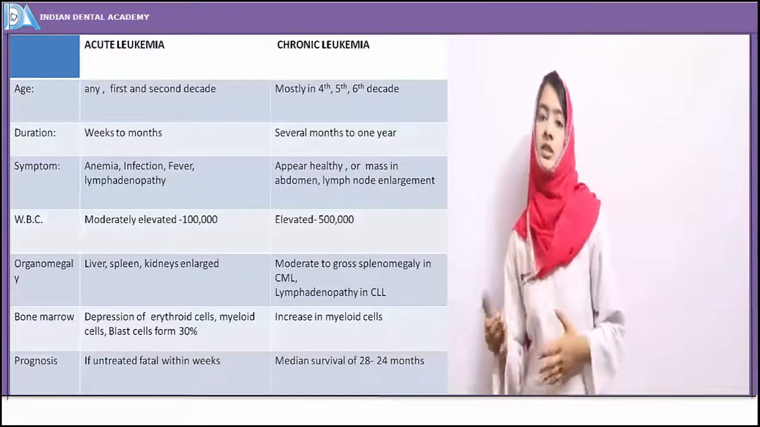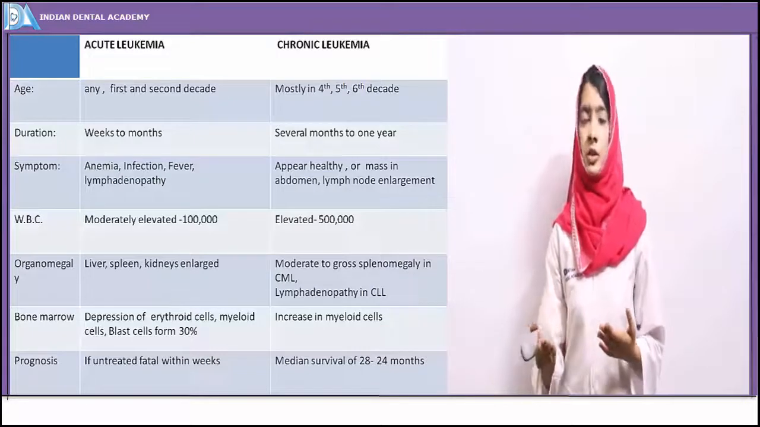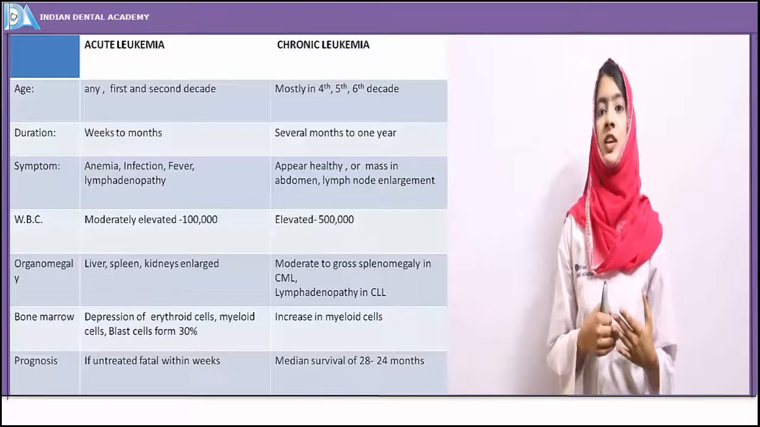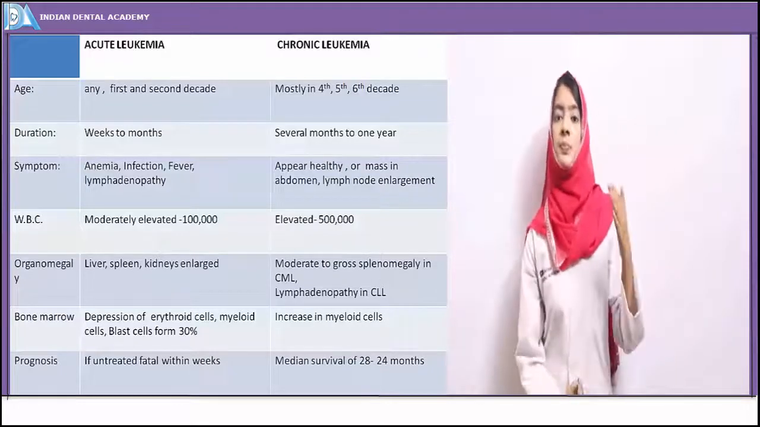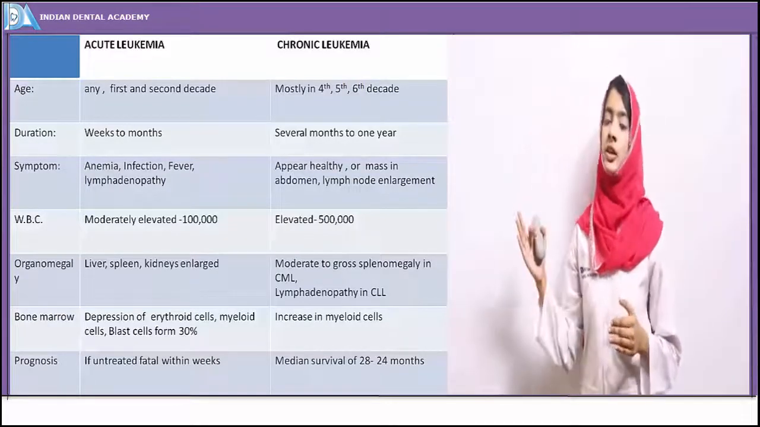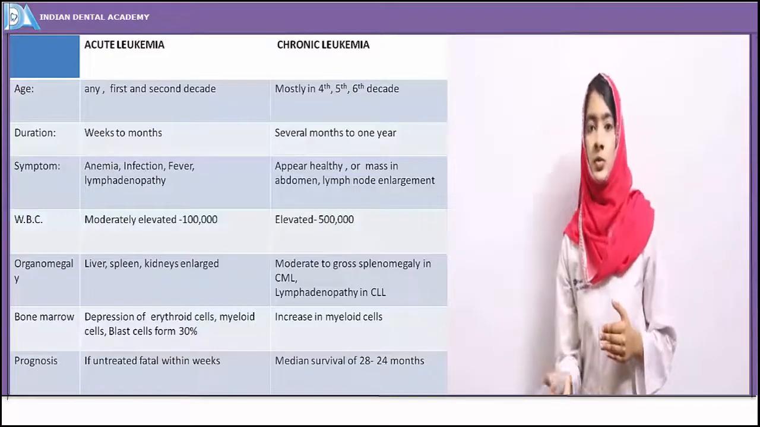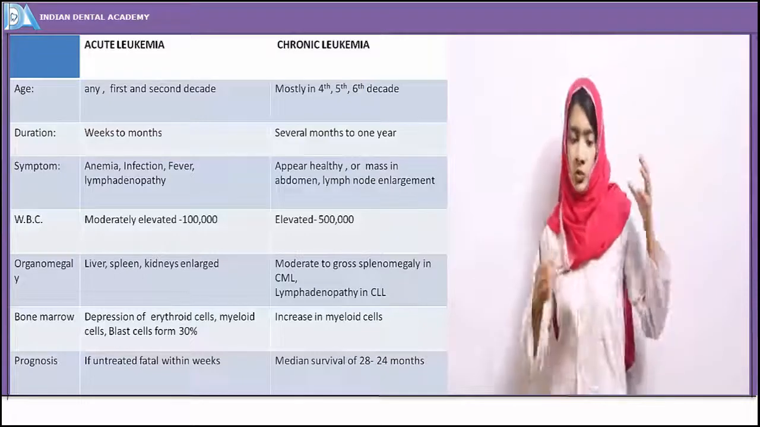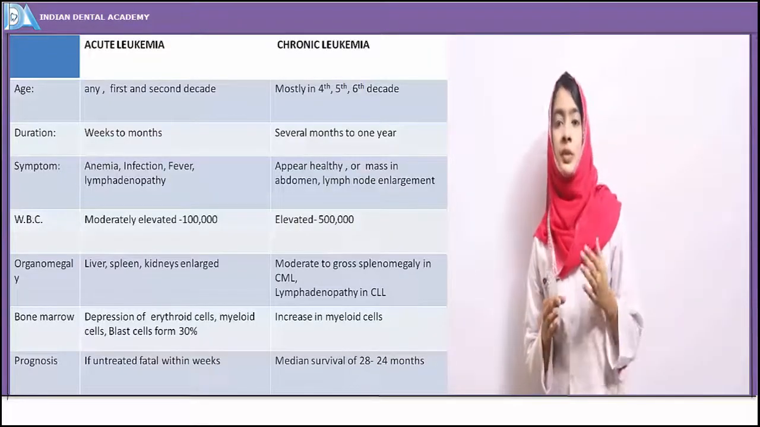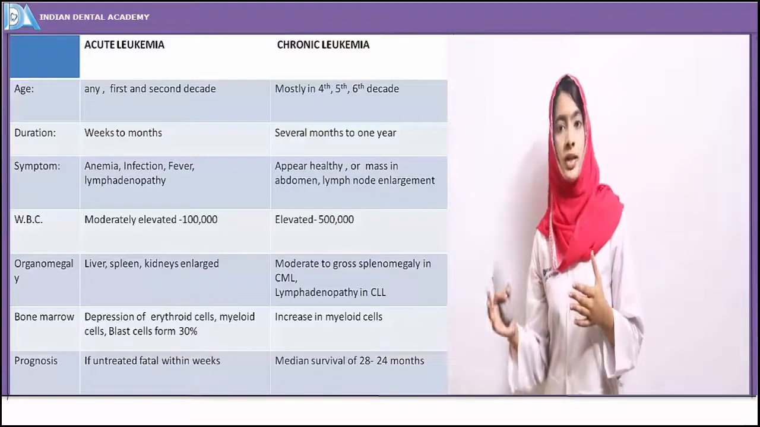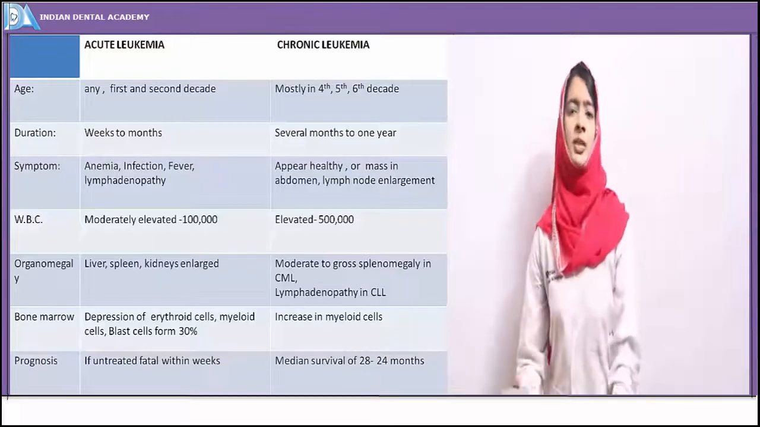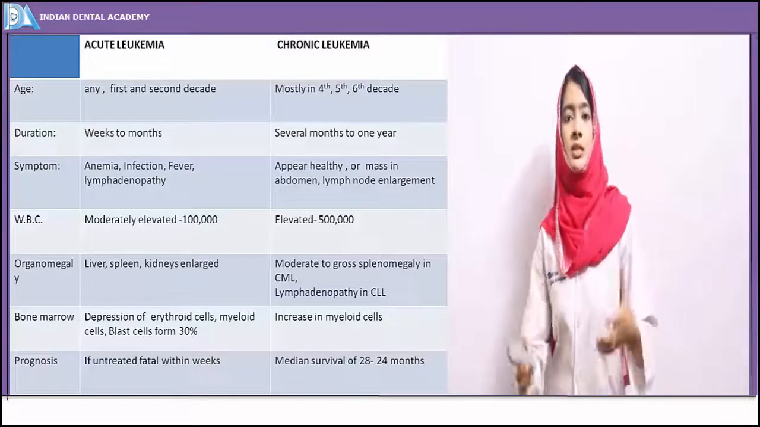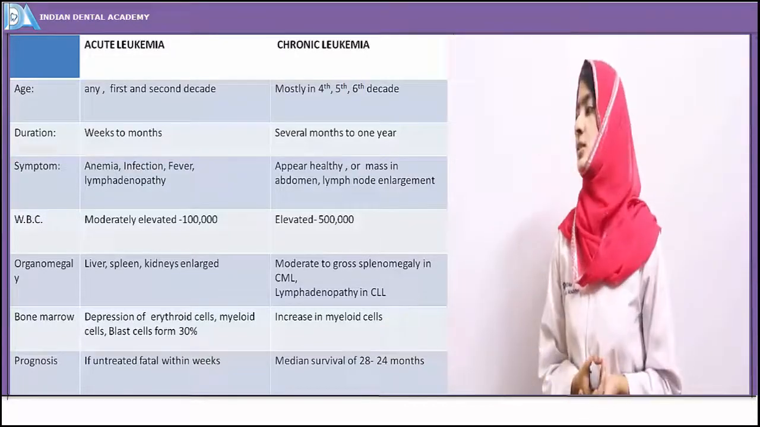Before that, we'll just see the differences between the acute leukemia and the chronic leukemia. The acute leukemia, as I said, is more common in the first and second decade of life, that is the younger children or young adults, whereas the chronic leukemia is more common in older individuals, in the fourth or fifth decade, in middle-aged adults. And the acute leukemia is very insidious in onset. Whereas in the chronic leukemia, the patient has been suffering from the disease for decades, but he is apparently healthy. He doesn't know the symptoms of the disease.